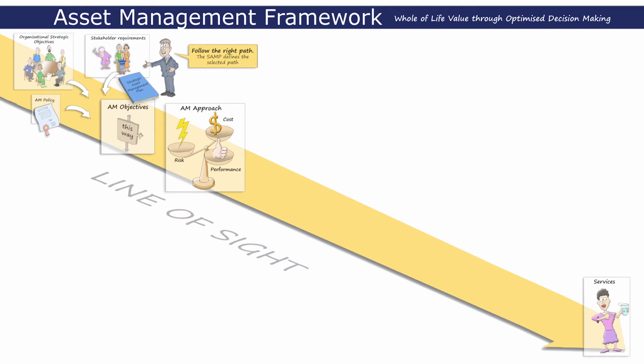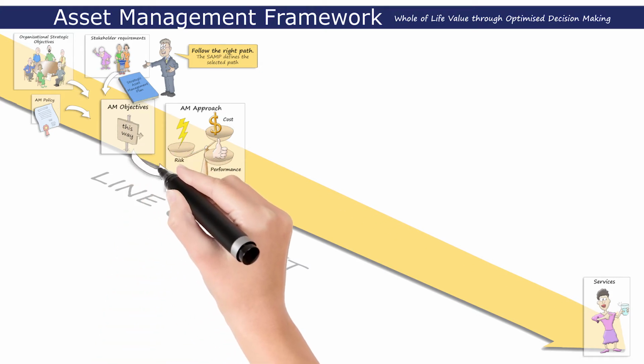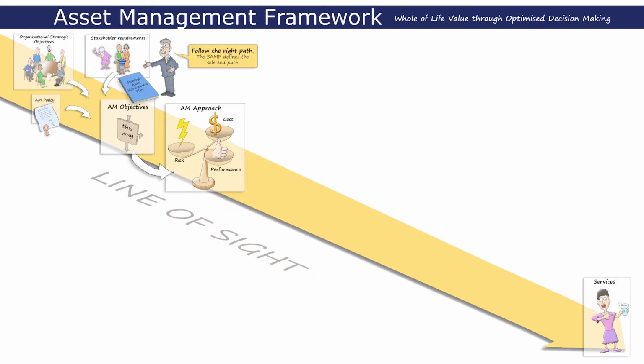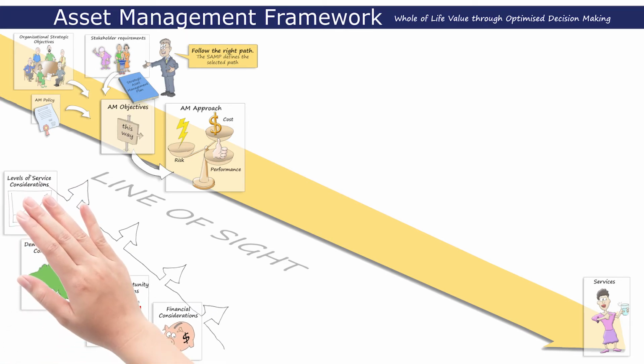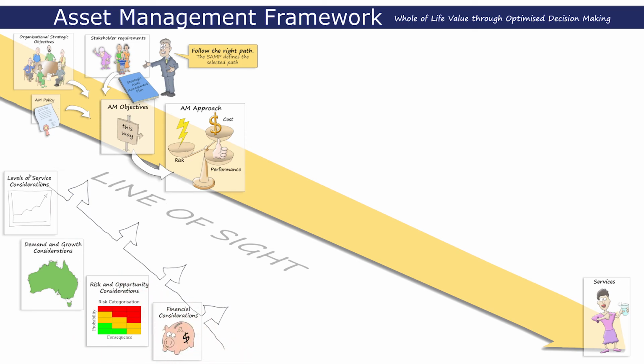This approach includes key strategies and how to implement these whilst balancing risk, cost, and performance. There are lots of considerations to take into account at a strategic level when developing the SAMP, and also later on when implementing it. These include levels of service, demand and growth, risk and opportunity, and financial considerations.